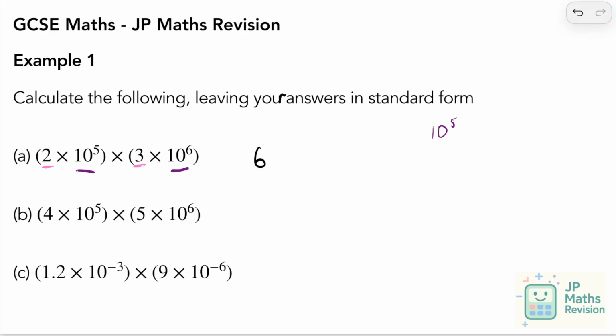And I know that 10 to the power of 5 times 10 to the power of 6, because we're timesing, we add the powers, so that's going to be 10 to the power of 11. So the answer here is 6 times 10 to the power of 11.